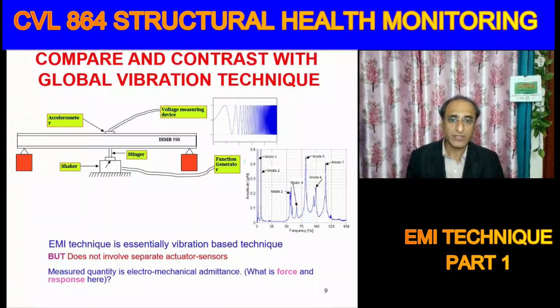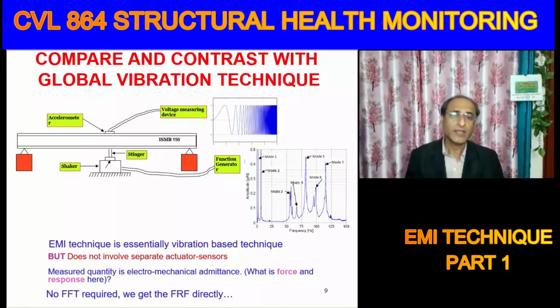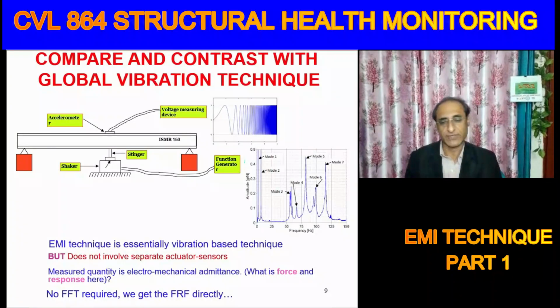So when we plot admittance, we are in fact getting an FRF. Here we don't need to specifically carry out a fast Fourier transform, because we are getting the FRF directly. We are exciting the structure at one particular frequency, doing the measurement, then going to the next frequency, doing the measurement. So this is also a way of acquiring the FRF in the frequency domain. In the other system, we do the measurement in the time domain and then convert into the frequency domain. Here in the EMI technique, we get everything in the frequency domain directly. We don't have to carry out any FFT.